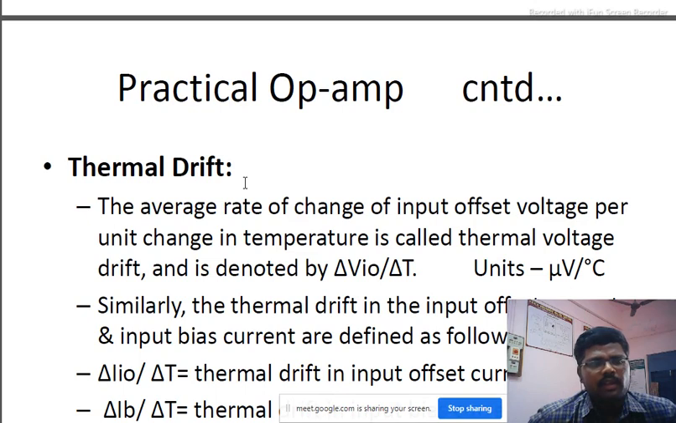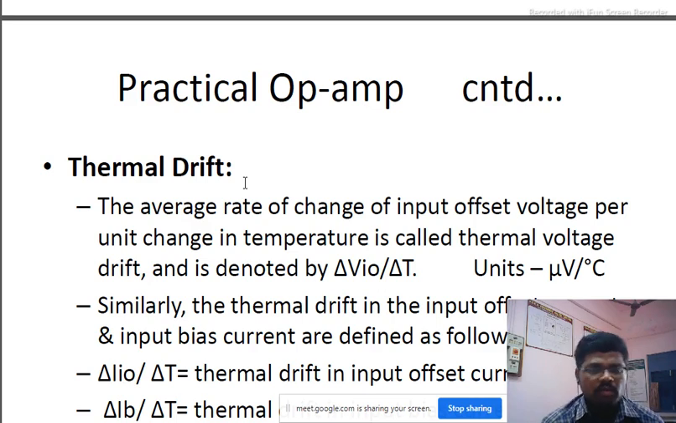Thermal drift. The average rate of change of input offset voltage per unit change in temperature. That is called the thermal voltage drift. The average rate of change of input offset voltage per unit change in temperature.